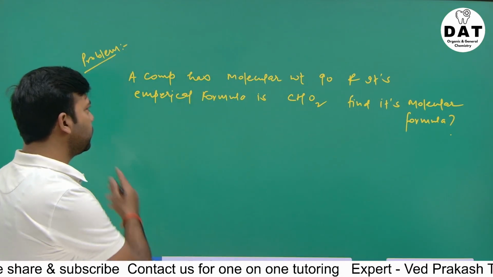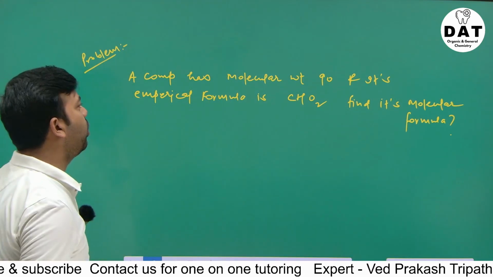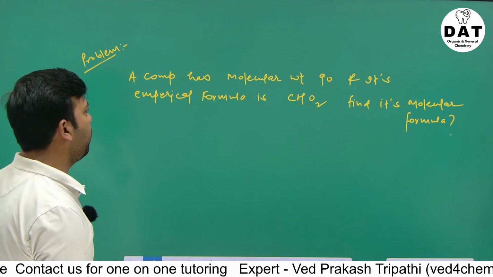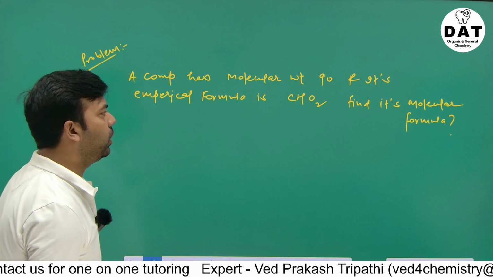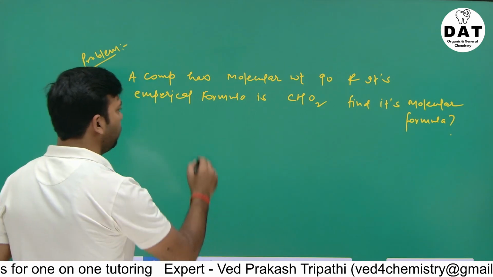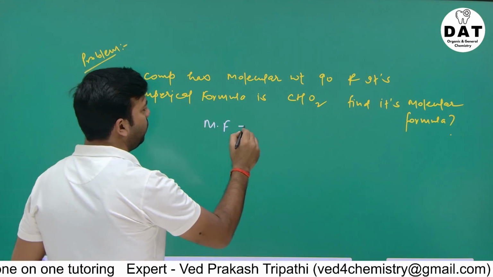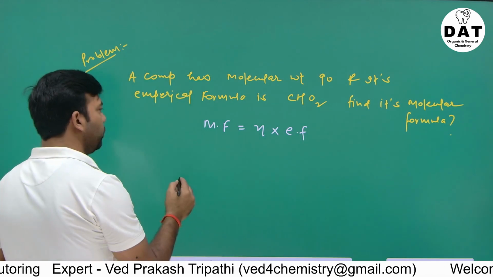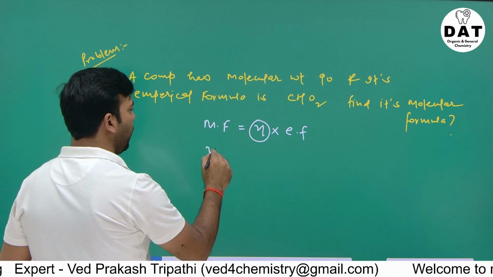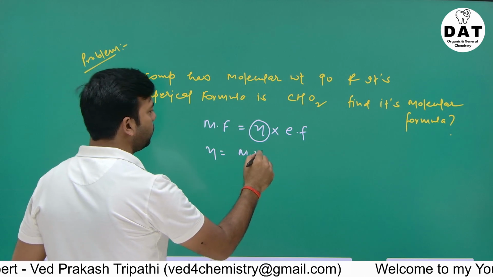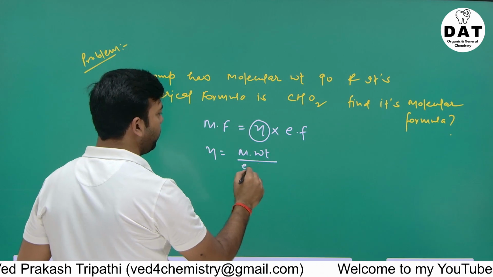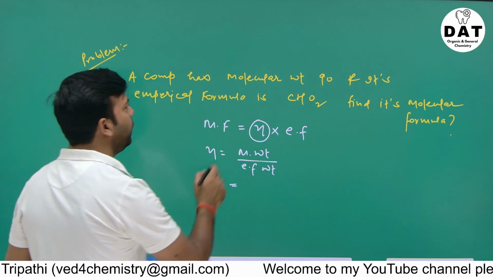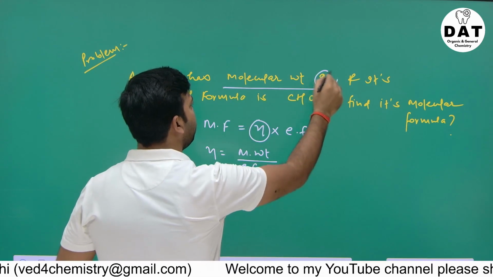Let's discuss this question. A compound has a molecular weight of 90 and its empirical formula is CHO2. What is the molecular formula? We all know molecular formula is equal to N into empirical formula. N is the molecular formula weight divided by the empirical formula weight. The molecular weight is 90.